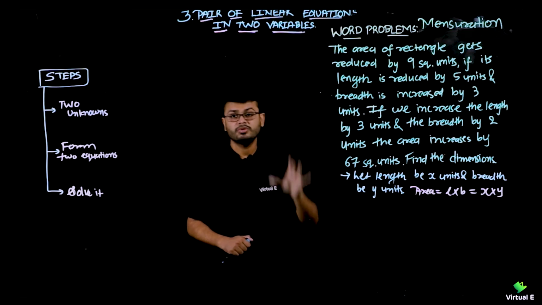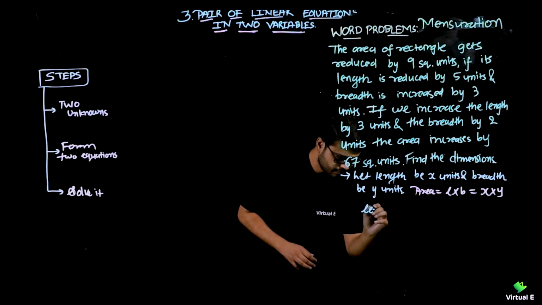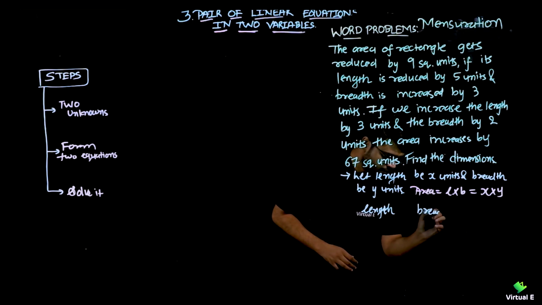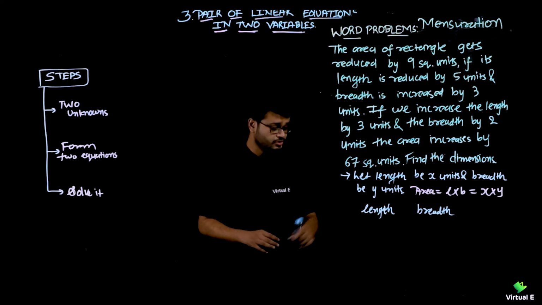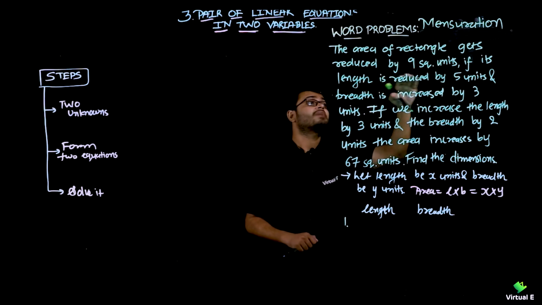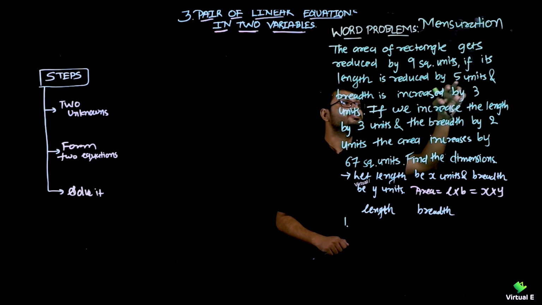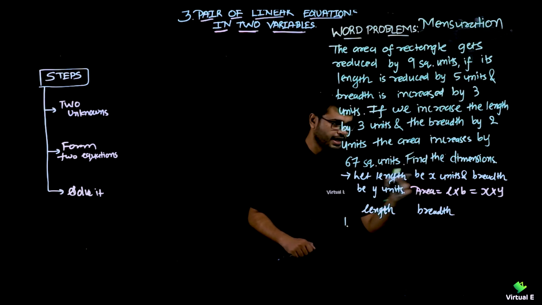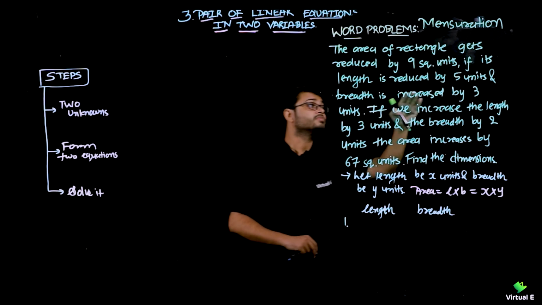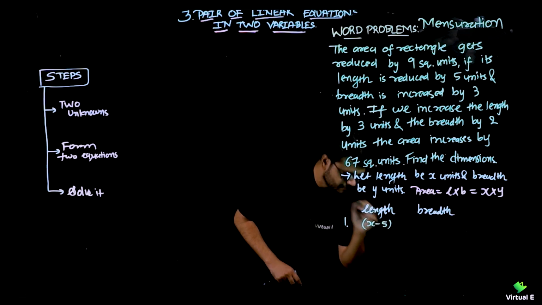Now let's make a table so we come to know what changes we need to do, right? So let's talk about length, and here breadth, right? Let's talk about the first condition. It is given area gets reduced by 9 square units. Okay, area is getting reduced if its length is reduced by 5 units. So what is my length? First of all, x units, and I am going to reduce, reduce by how much? Which is 5 units. So I will be writing x minus 5.